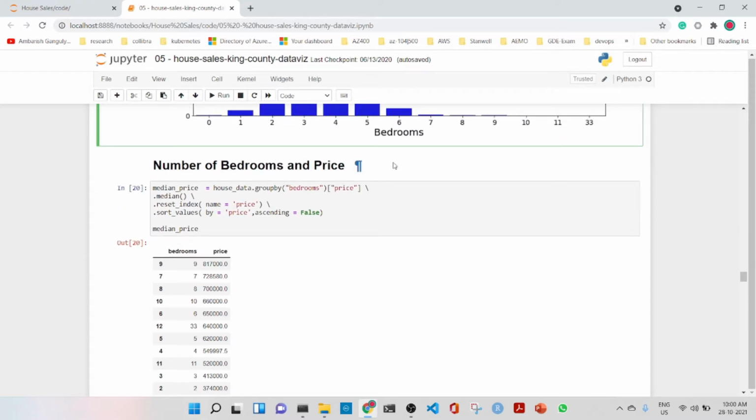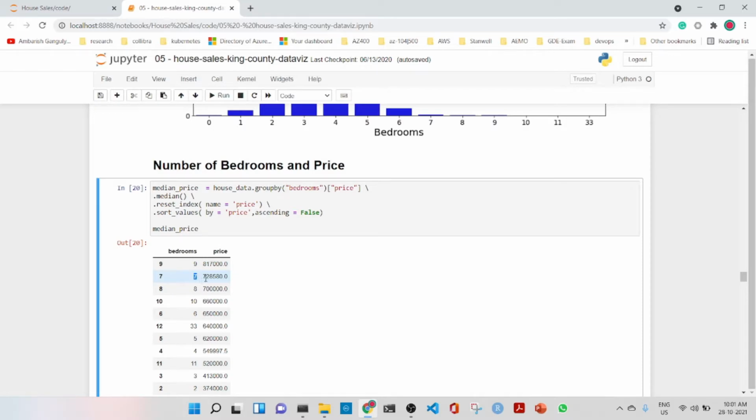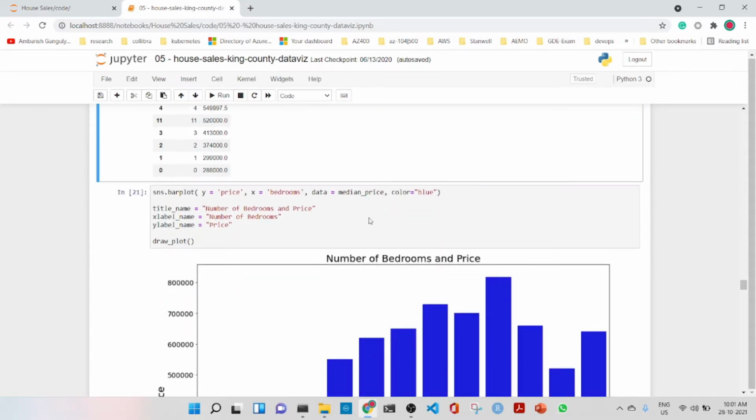Now, if we want to find the median price given the number of bedrooms, it is also easy. We do a group by of the bedrooms, the price, and then we calculate the median, and then we sort the values by the price in descending order. Now we find here that the houses with 9 bedrooms are around 817,000. Houses with 7 bedrooms is 728,000. Houses with 8 bedrooms is 700,000.